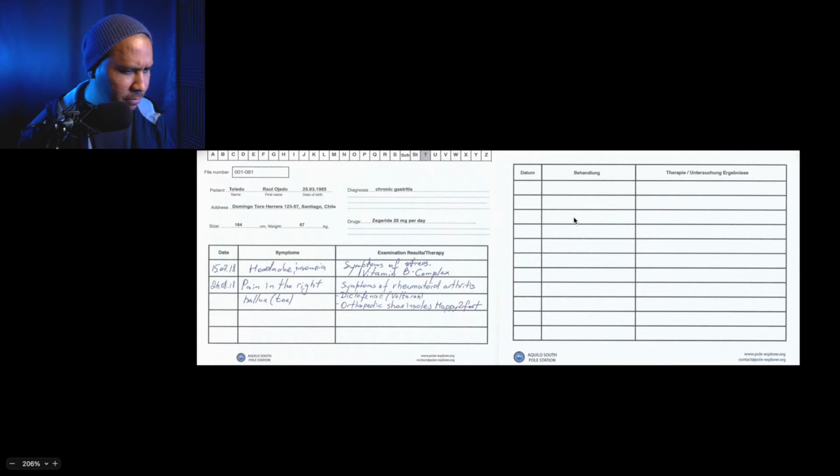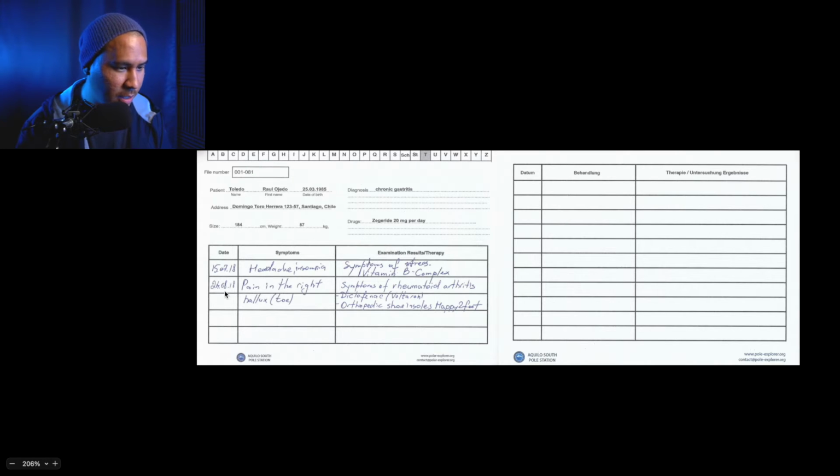Next, we have some information about a patient named Toledo Raul Ojedo. Diagnosis, chronic gastritis. Drugs, Zegaride, 20 mg per day. All right, so on July, I believe you read this for those of us in the US, I think is the day, month, and then year, right? Obviously, there's no month of 15. So July 15th, headache, insomnia. So on September 5th, Robert Kohler was murdered. So this is July 15th. He had headache, insomnia, symptoms of stress, vitamin B complex.